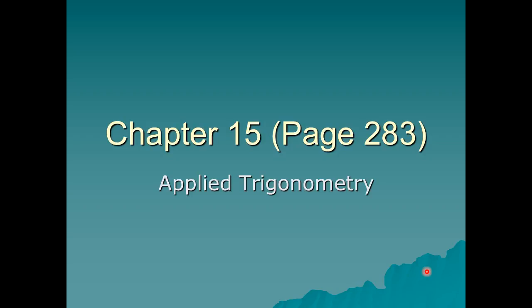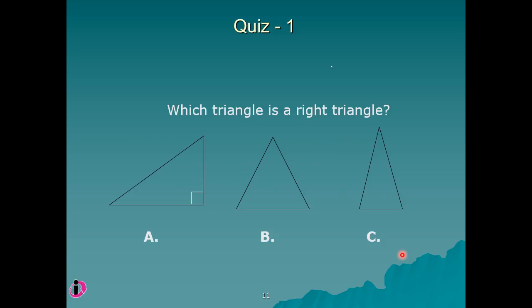So we are going to start our next and last chapter here, which is chapter 15, on applied trig. Now we'll start this chapter with some quiz questions, because these questions are based on chapter 9, pretty much the basics of triangles and circles. So which triangle is the right triangle?